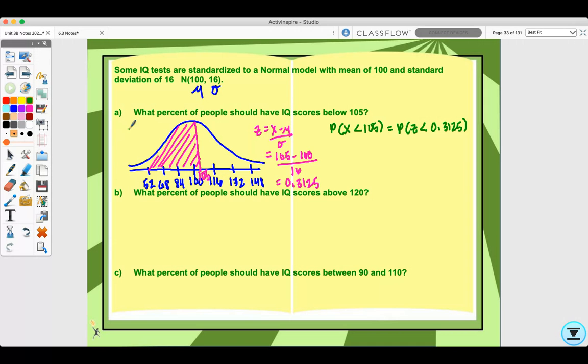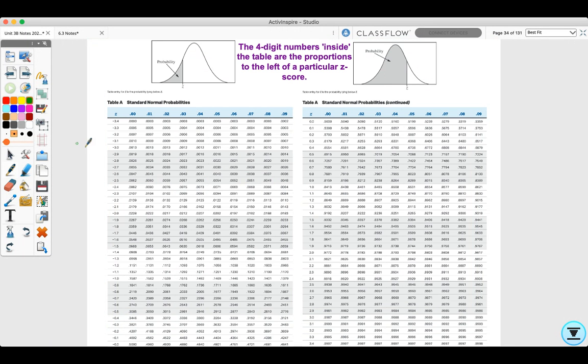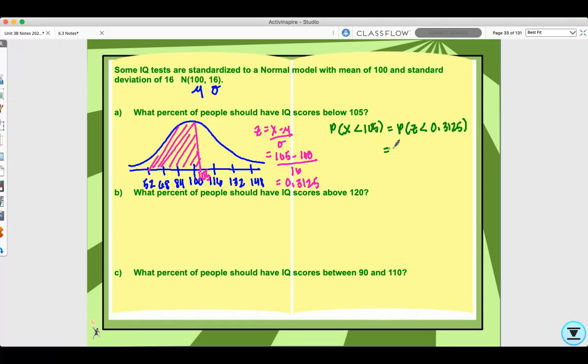So then we go to our table, and it would be 0.31. So I'd go over to 0.3, and 0.31 would give me 0.6217. So my proportion would be 0.6217. So what I would say is, according to the model, about 62.17% of IQ scores are below 105.